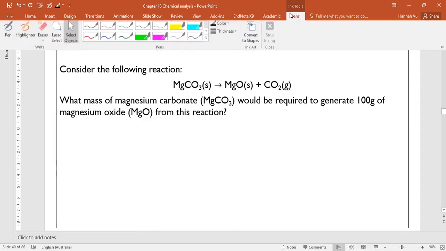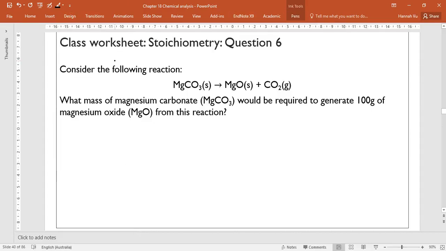Moving on to question 6. You have another reaction, where magnesium carbonate can be used to produce magnesium oxide and carbon dioxide. It's like a decomposition reaction. Is it interesting? Yeah, kind of. Depends on what you find interesting. Alright, so the mole ratio is very simple, just 1 to 1 to 1.